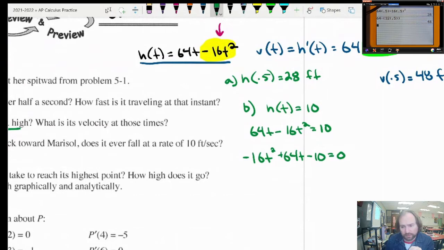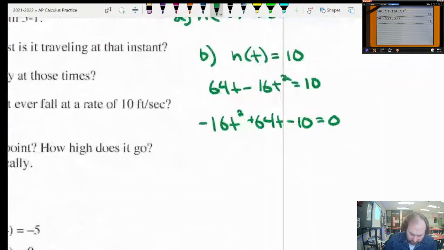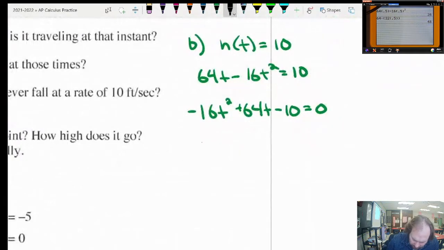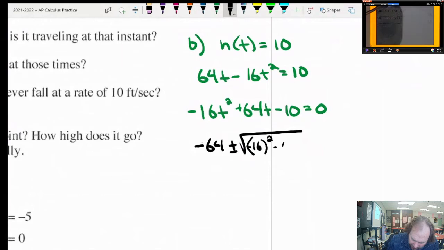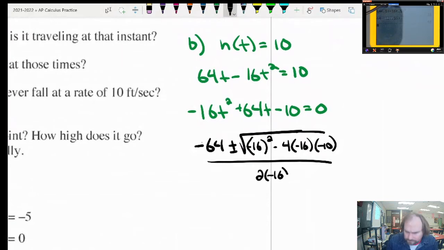There are going to be two solutions, and I believe they'll both be positive, so the quadratic formula I think is probably the best way. Negative 64 plus and minus the square root of 16 squared. I guess it's negative 16, but it won't matter. Minus 4 times negative 16 times negative 10. We'll let the calculator do all of this work for us, all divided by 2 times negative 16.